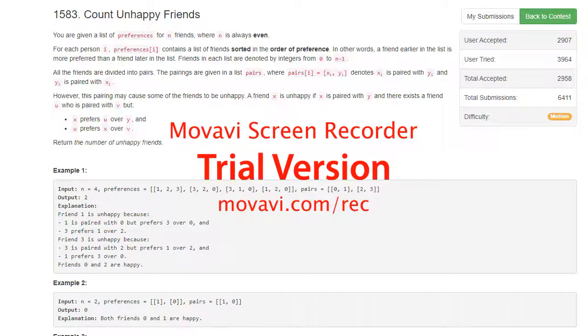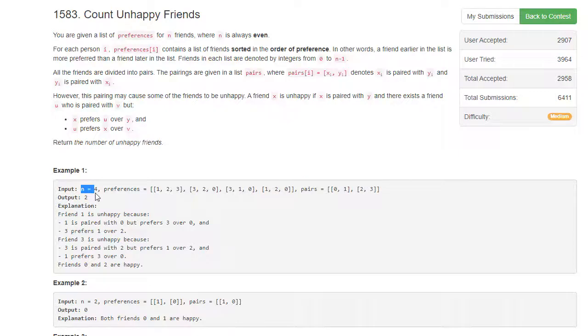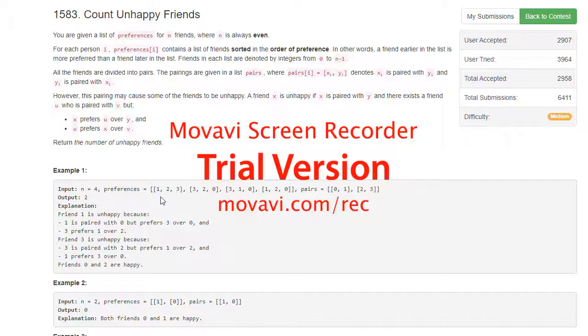Starting with what this question has, we have n, which is the number of people, and preferences. Let me start again.